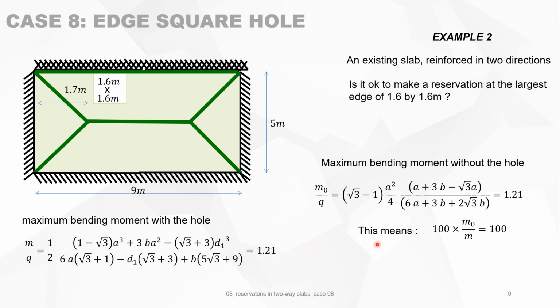You see that the bearing capacity is the same, so the reservation there can be made without losing any bearing capacity. So that's good to know. Even if we do not know what the reinforcement is or what the original load is, we can make a reservation like that in the slab.